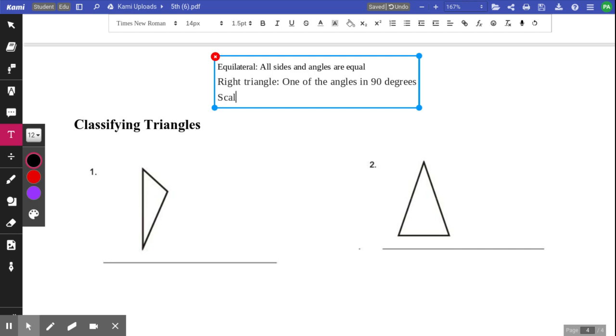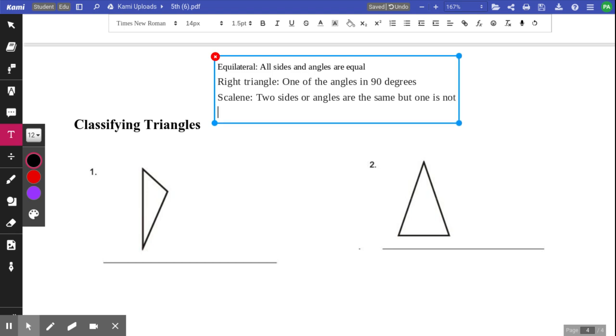Next, we have an isosceles, which is when two sides or angles are the same, but one is not. This is an isosceles. And lastly, we have a scalene triangle, which is when none of the sides or angles are the same.